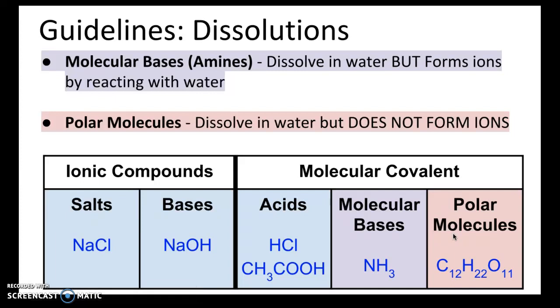For polar molecules, they dissolve in water, but they do not form ions at all. And so remember, in this case, instead of ionizing and breaking apart into ions, if you have a big chunk of sugar, for example, it'll just break down into smaller chunks of sugar, but the sugar itself will remain sugar.